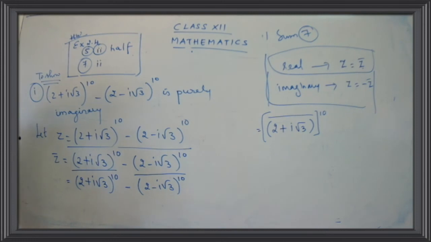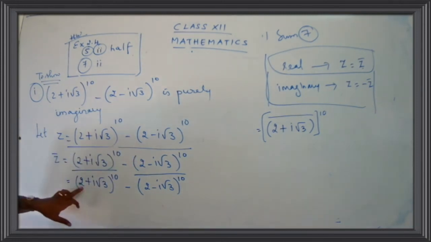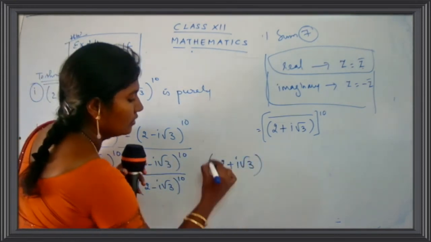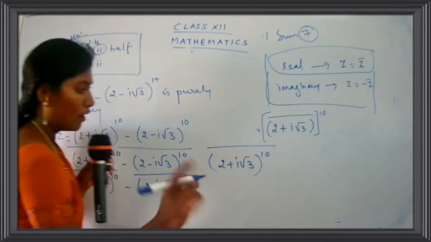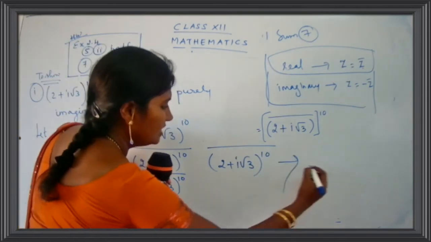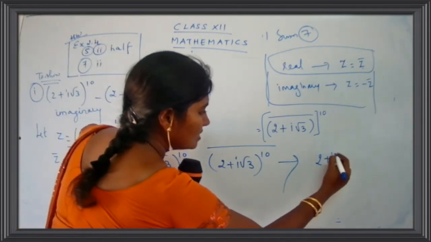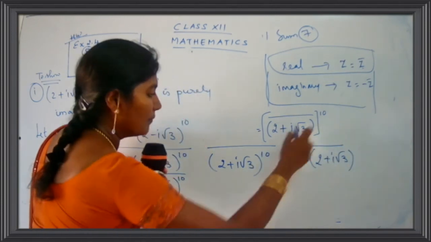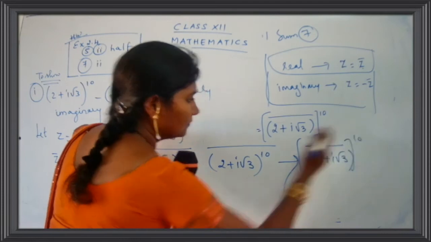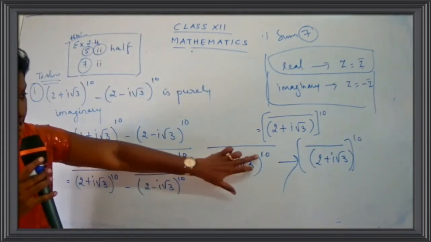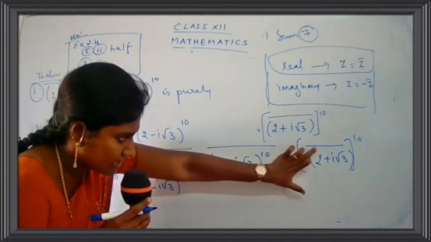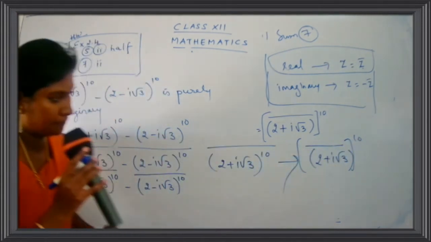Clear? See. (2 + i√3)^10. It was like this: (2 + i√3)^10. Now how are we changing this? We are changing this as (2 + i√3) bar, and the 10 is coming out. Is the difference clear? First 10 is there and then bar is there. Now here bar is there and then 10 is there. I hope you are clear.